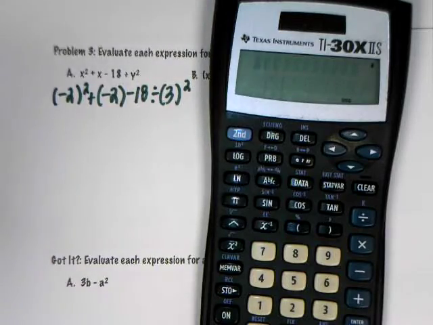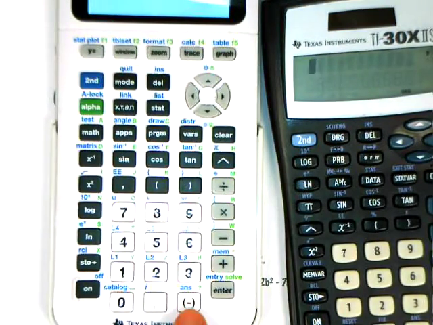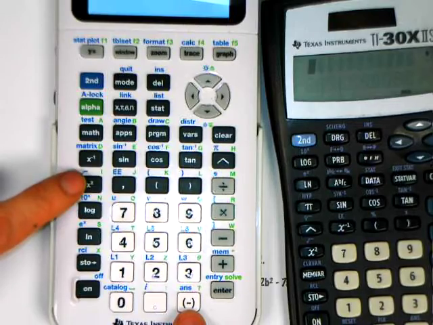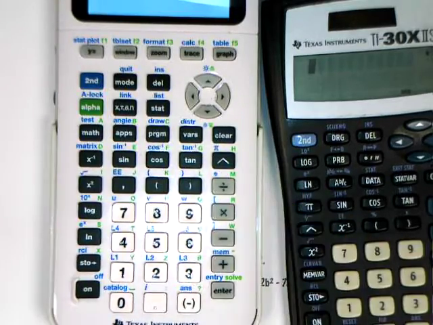So for the graphing ones, your negative is still down here. The squared button is still right here, but your exponent button that you can use for anything is over on this side under the clear. Okay, that one just moved over here, but otherwise it's the same.